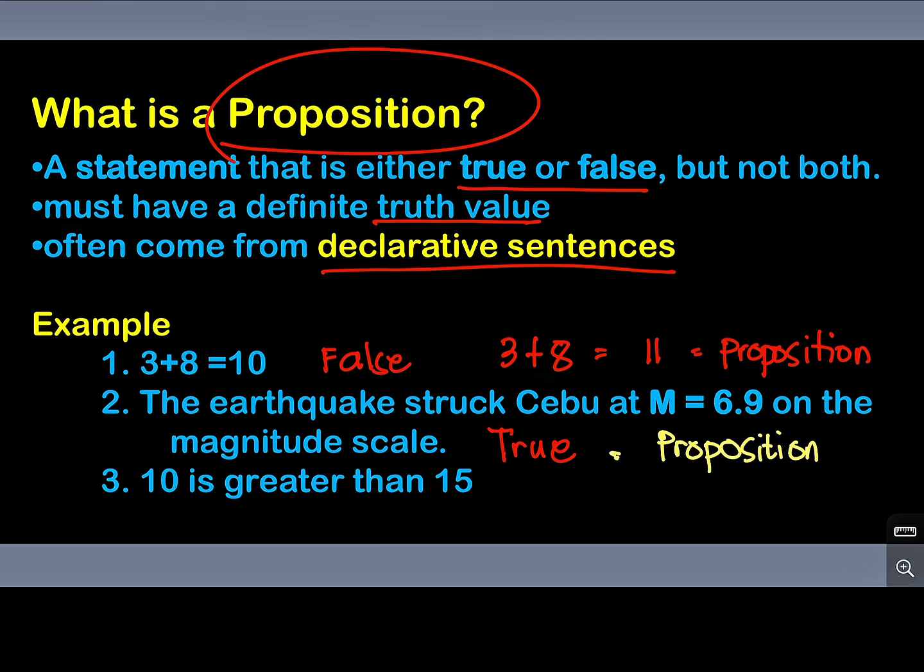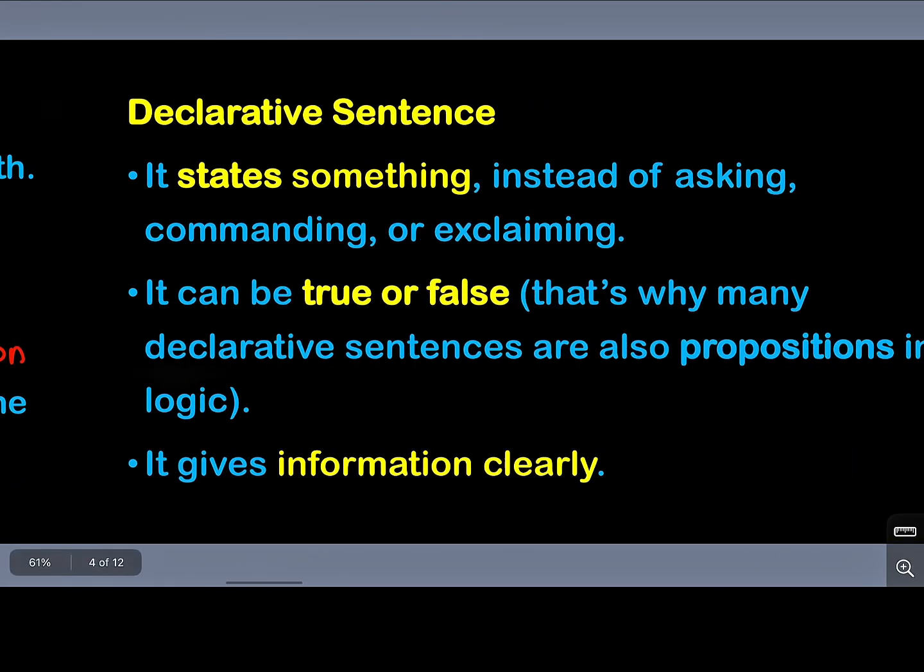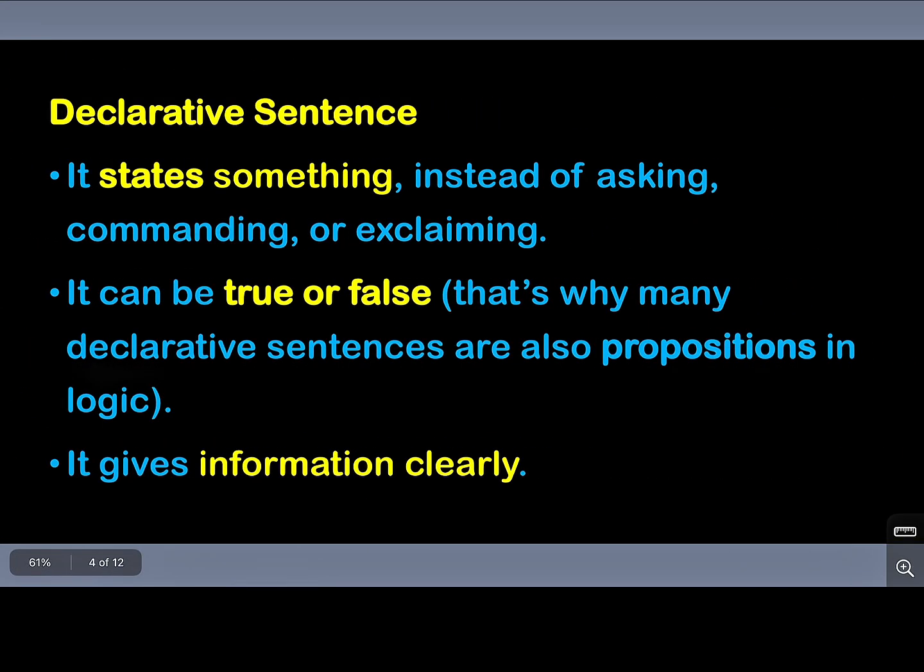For number 3, 10 is greater than 15. The statement here is false because 10 is less than 15. That's a false proposition. But still, since the statement is answerable by true or false, it is a proposition.